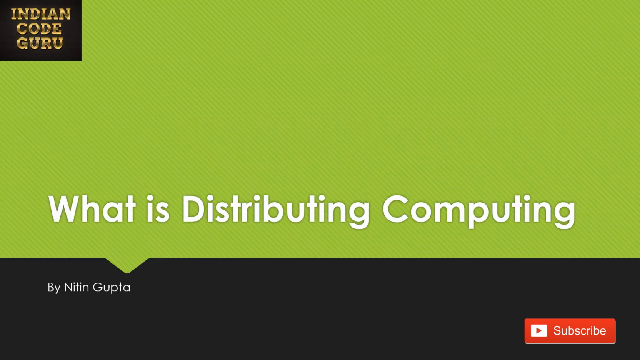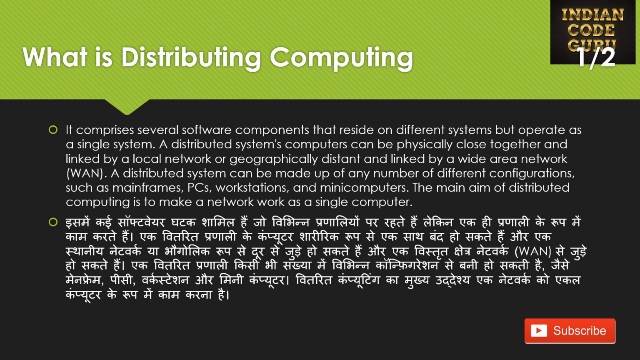What is distributed computing? It comprises several software components that reside on different systems but operate as a single system. A distributed system's computers can be physically close together and linked by a local network or geographically distant and linked by a wide area network, WAN. A distributed system can be made up of any number of different configurations, such as mainframes, PCs, workstations, and mini-computers. The main aim of distributed computing is to make a network work as a single computer.